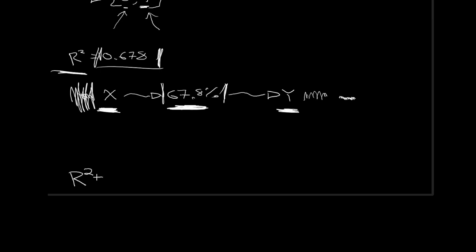So R squared is going to be equal to SSR, that is the sum of squared regressors, all over SST, sum of squared total. We could also write this a different way, and that is we could write it as 1 minus the SSE, that is the sum of squared errors, all over SST, the sum of squared total.